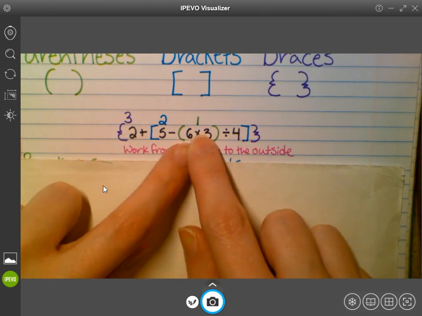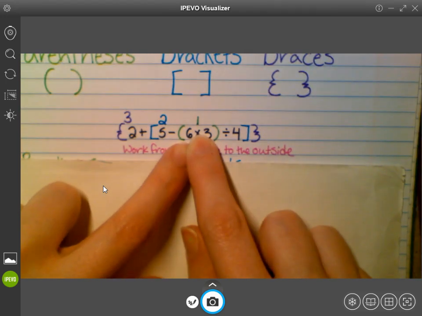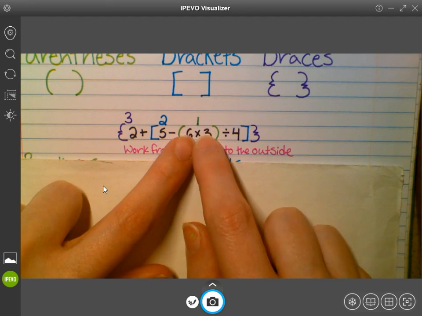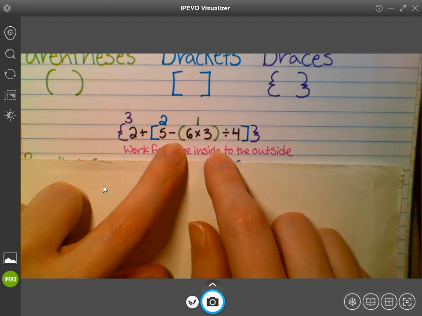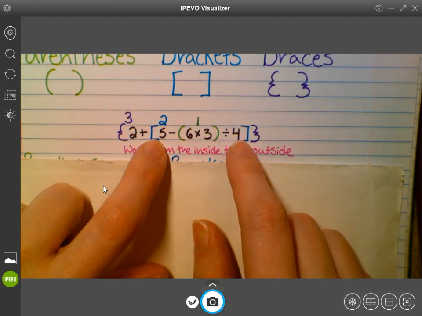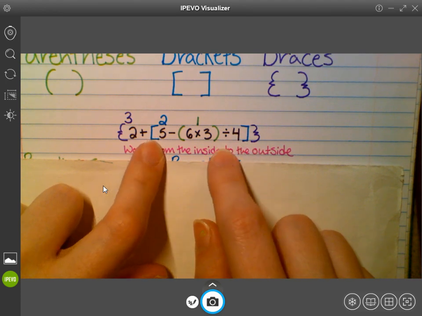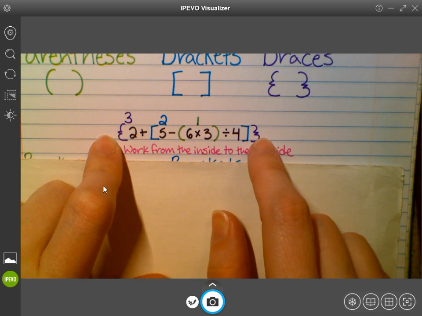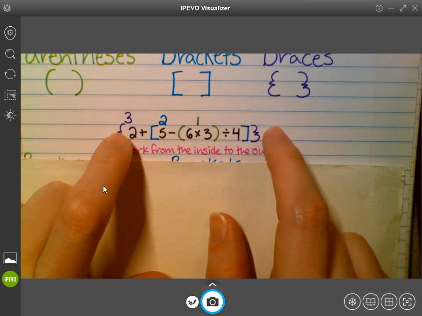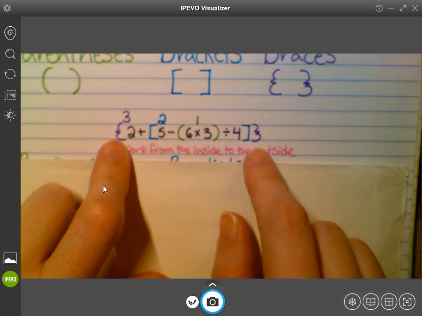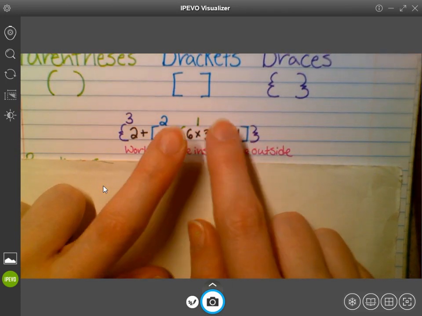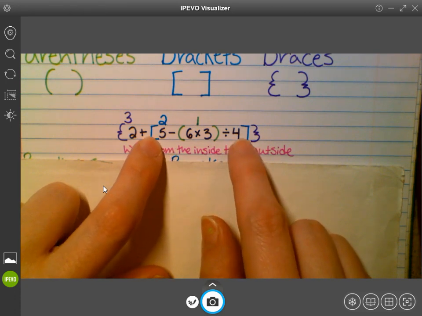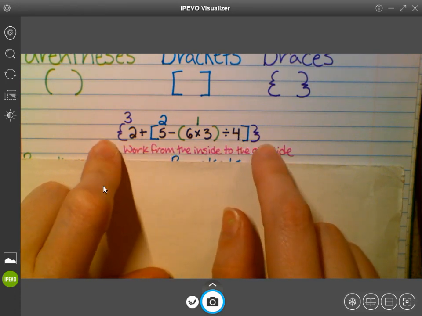So I start on the very inside, whatever grouping symbol's in there. This one, it happens to be parentheses. So that's step 1. That's why I put a 1. Then I move to the next level, kind of, which would be step 2. Then I move to the far outside, which would be my 3rd and final level. Does that make sense? All right. So when we have multiple grouping symbols, I go to the very inside, solve that first, and then I go to the next step out, and then all the way out.